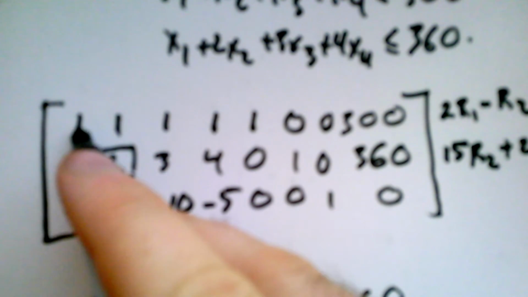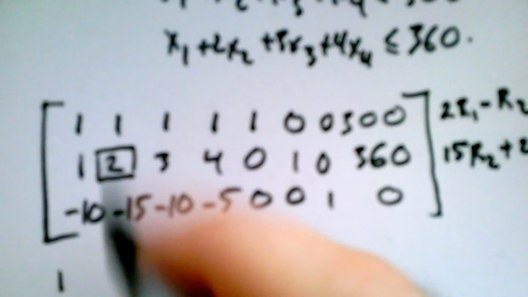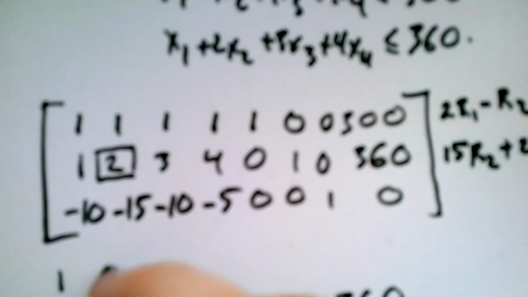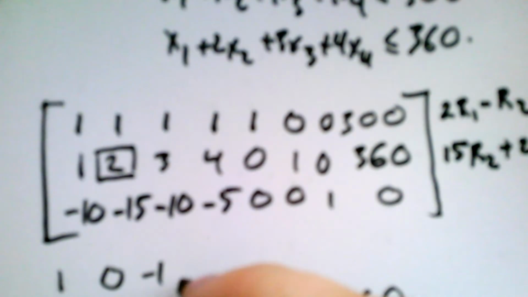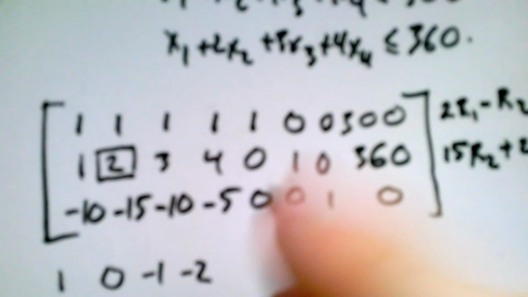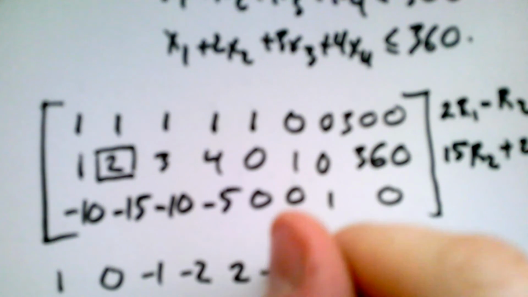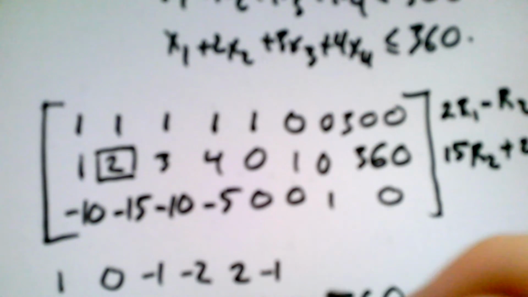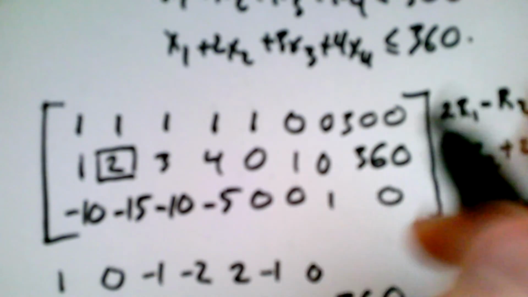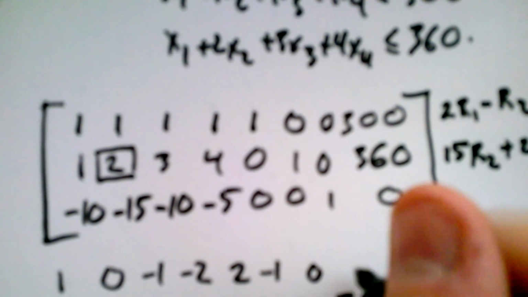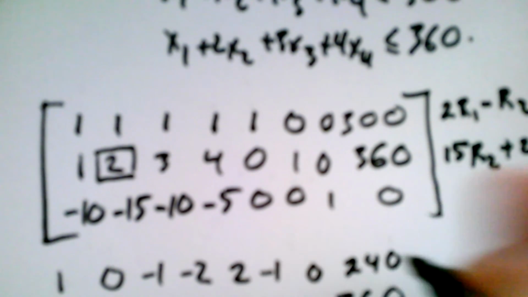So 2 times 1 minus 1 is 1, 2 times 1 minus 2 is 0, 2 times 1 minus 3 is -1, 2 times 1 minus 4 is -2, 2 times 1 minus 0 is 2, 2 times 0 minus 1 is -1, 2 times 0 minus 0 is 0, 2 times 300 minus 360 is going to be 240. That's our top row.